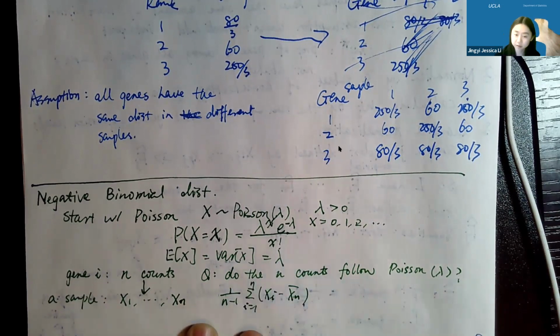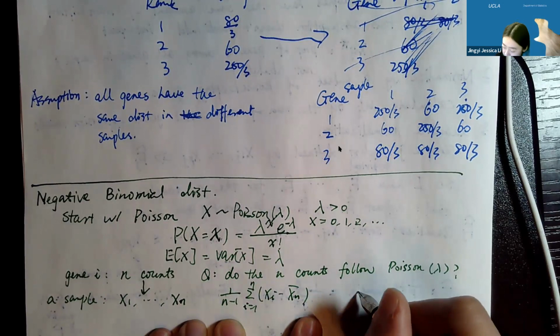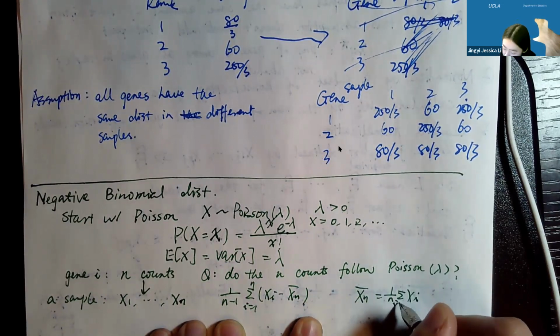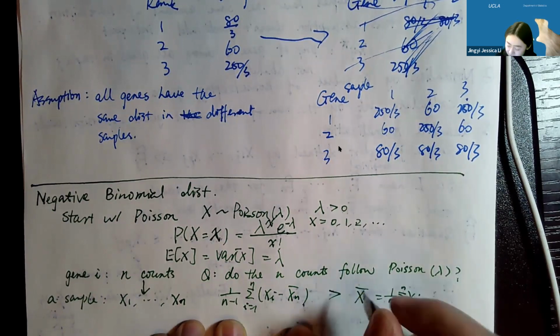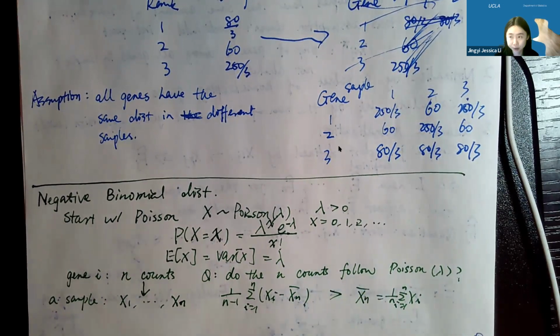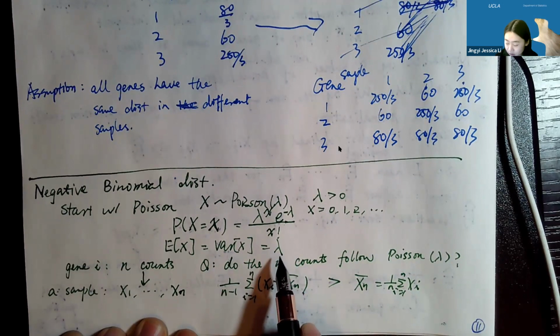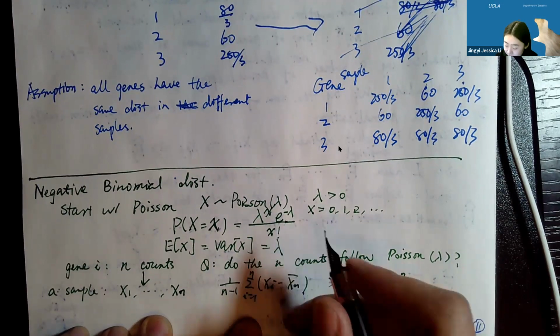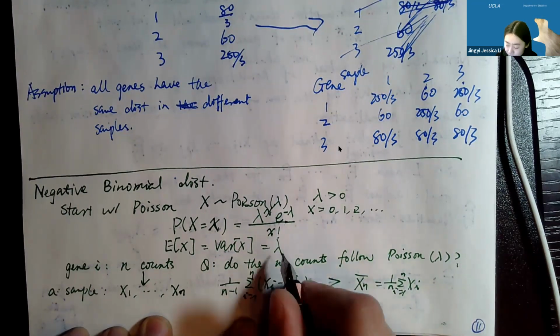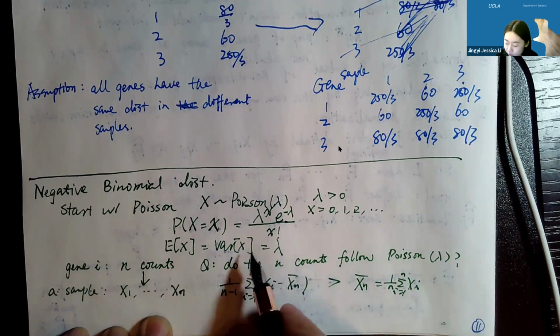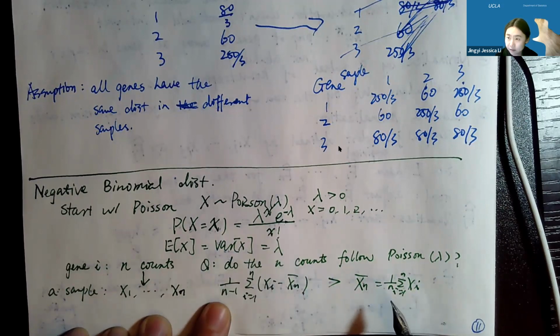Okay, this is the sample variance formula. And also the sample mean, which is defined as the average. So what if I observe that the sample variance is much bigger than the sample mean? This contradicts what I would expect from the Poisson distribution, because the sample variance is an estimate of the population variance lambda, and the sample mean is an estimate of the population mean lambda. So both are estimating lambda, but they are very different.